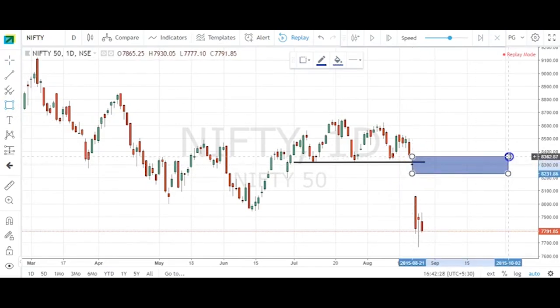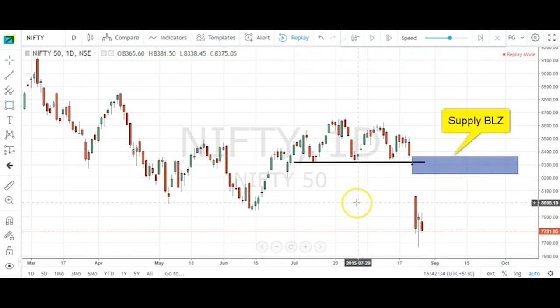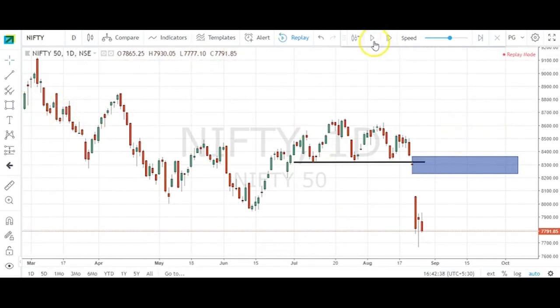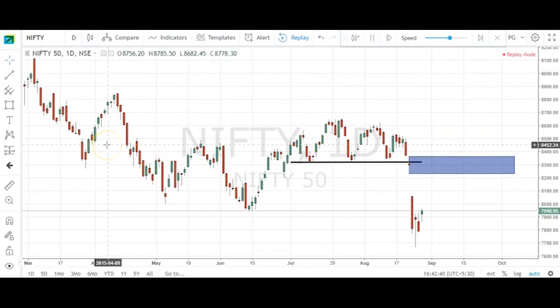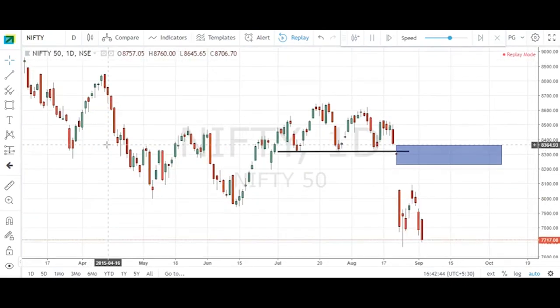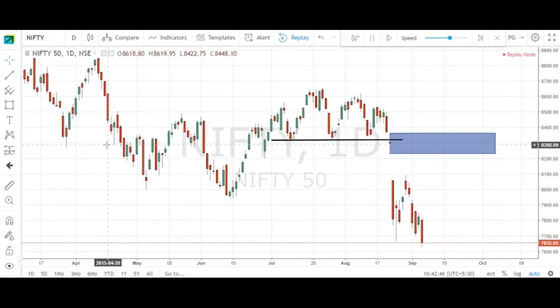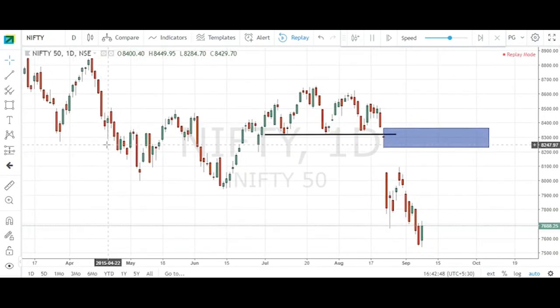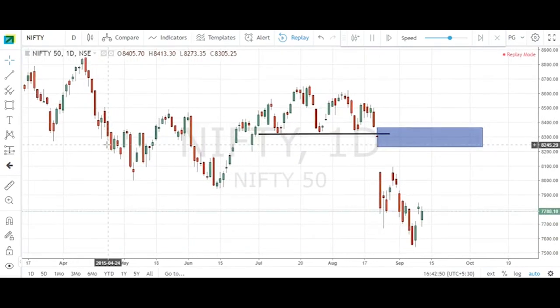As you can see, the base candle of the break limit zone, the drop base drop, has been created when the support got broken. So this is an ideal place to be shorted, and this is how we plot it, and thereafter we wait for price to return to the break limit zone, and then only we take the trade. So let's enjoy how this trade worked.